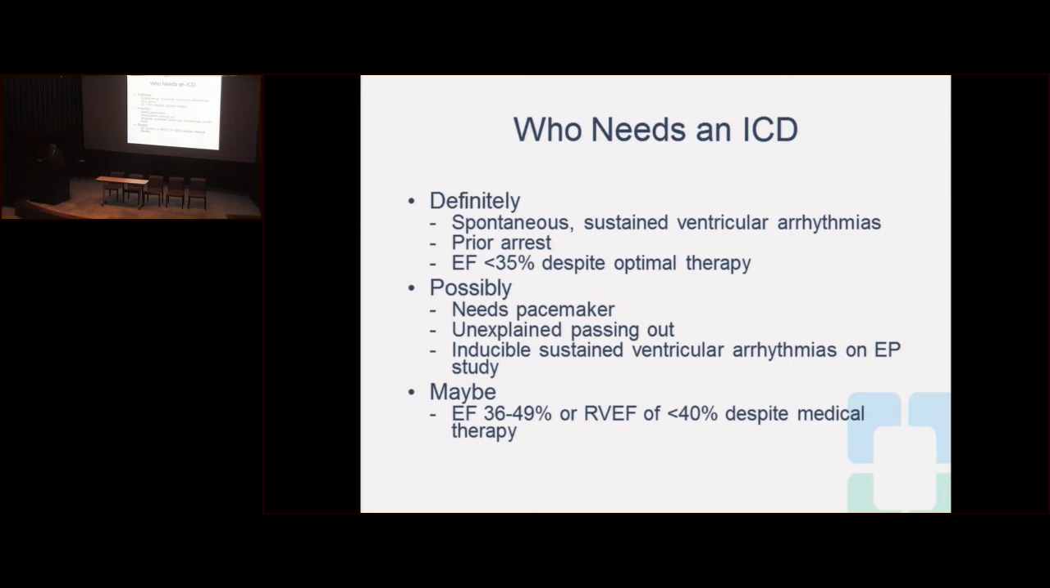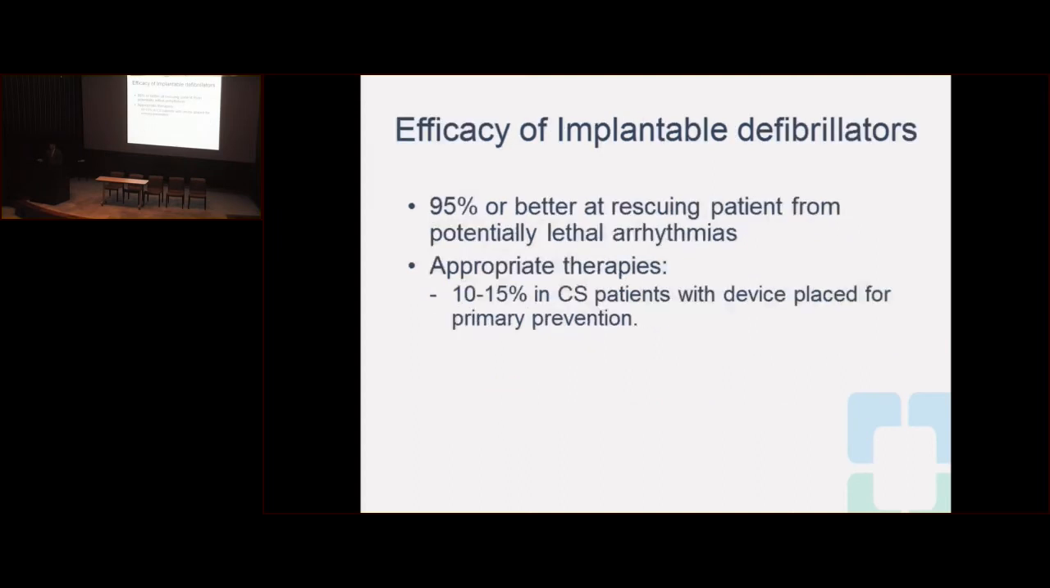And then it's a little less clear for the patients that have a reduced ejection fraction that's still better than 35%, despite medical therapy, but no other conduction system disease. It's a little unclear whether they would benefit from a device like a defibrillator.